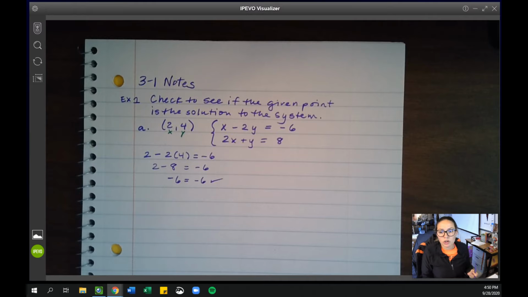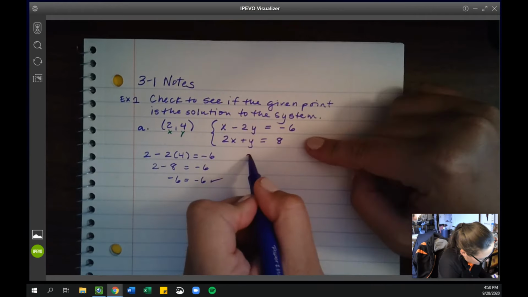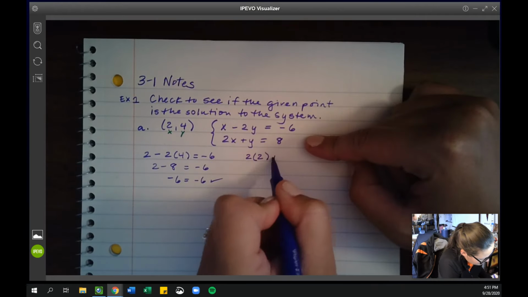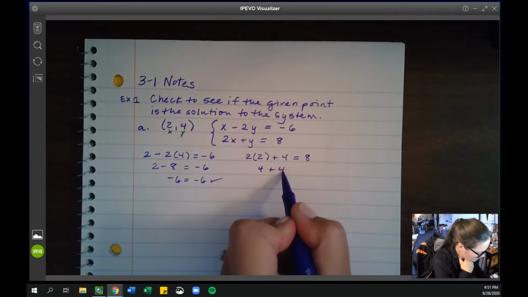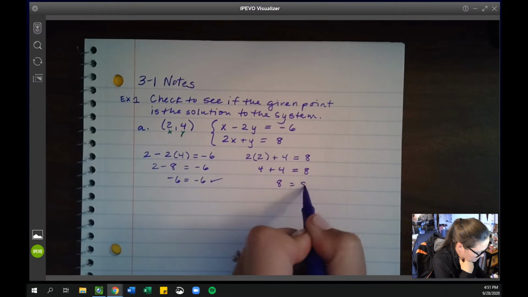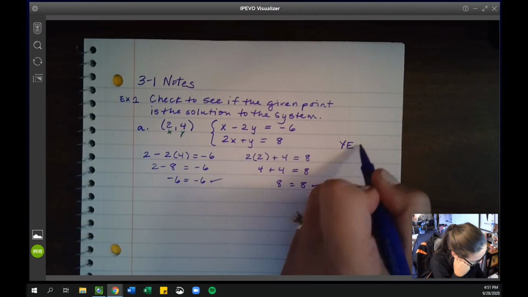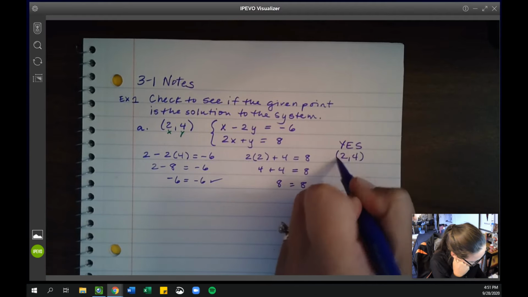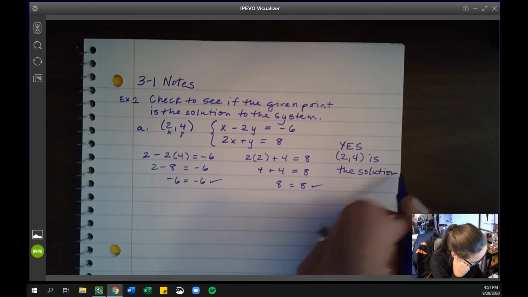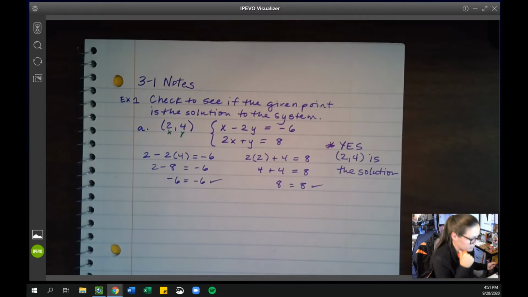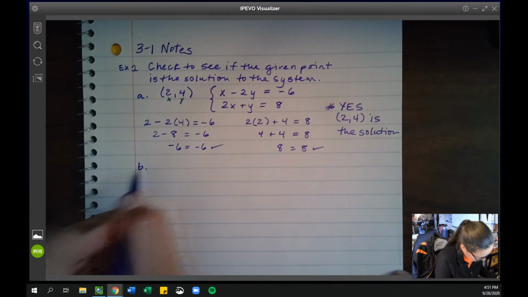I have to make sure that it works for both equations. So now we plug it into the other one. So I'm going to have 2 times 2 plus 4 equals 8. 4 plus 4 equals 8. 8 equals 8. Yes. So we can say, yes, 2, 4 is the solution. All right, let's try another one. B.